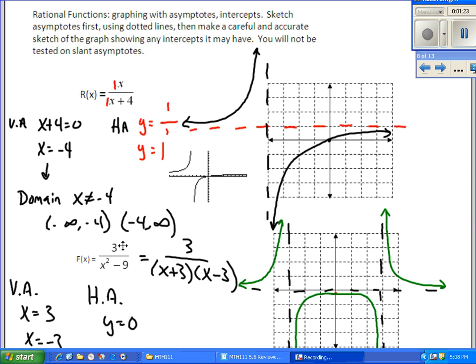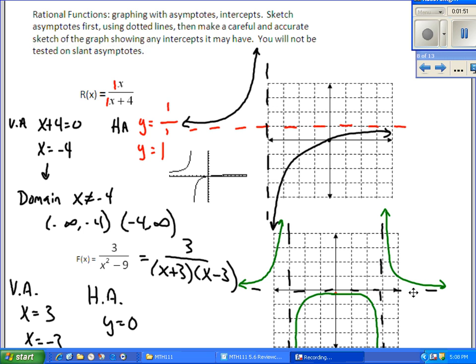Second function down here is 3 over x squared subtract 9, which I can factor to 3 over x plus 3 times x subtract 3. So the vertical asymptotes are going to be x equals positive 3 and negative 3. And then the horizontal asymptote, comparing the degree of the numerator to the denominator: the numerator's degree 0, the denominator's degree 2. Since the numerator is smaller degree than the denominator, the horizontal asymptote is going to be the line y equals 0, or just the x-axis.